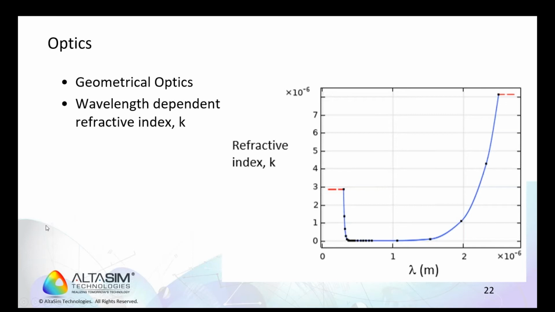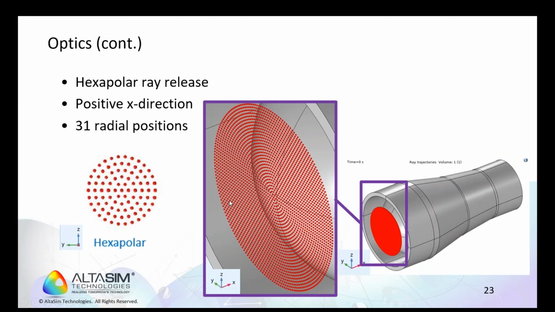We're also going to be using geometric optics for the problem. Now, generally, as I mentioned, material properties are going to be dependent on temperature, but in this case, we're going to assume that the refractive index is temperature independent. But we are going to include the wavelength dependence on the refractive index. Now, COMSOL includes multiple ray release patterns, and we're going to use a hexapolar pattern because we have a circular cross-section of our optics, and we want the rays to illuminate the lenses uniformly.